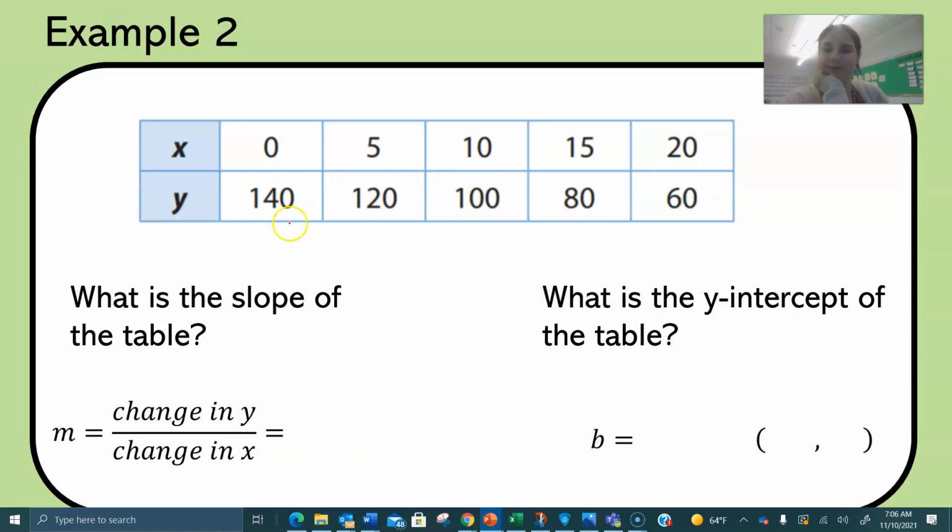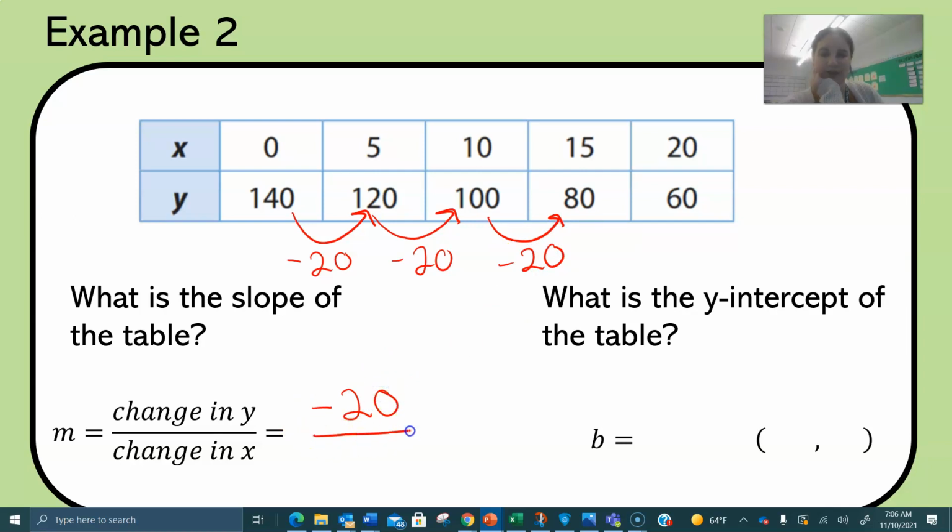Now let's look at a table. So let's find the slope of the table. We first find the change in y. So how are my y values changing? Well, from 140 to 120, I subtract 20. From 120 to 100, I subtract 20. 100 to 80, subtract 20. So my change in y, or the numerator, is negative 20.